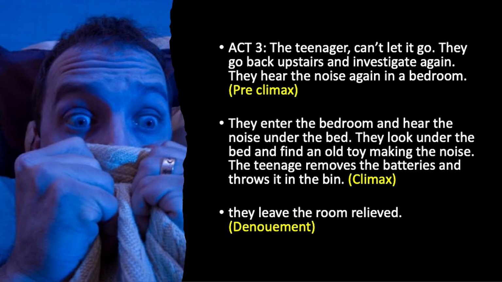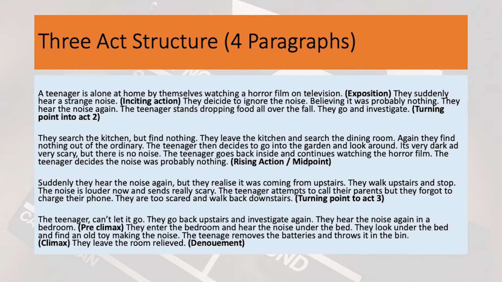So the final act, the teenager can't let it go. They go back upstairs and investigate again, and they hear the noise again in the bedrooms. This is the pre-climax. They enter the bedroom and hear the noise under the bed. They look under the bed and find an old toy making the noise. The teenager removes the batteries and throws the toy in the bin. So that's the climax. And they leave the room relieved. End of the film. As I mentioned previously, you want to write this in 4 paragraphs. So if you look at my example, the first paragraph is Act 1, the next 2 paragraphs is Act 2, and then the final paragraph is the final act, Act 3.